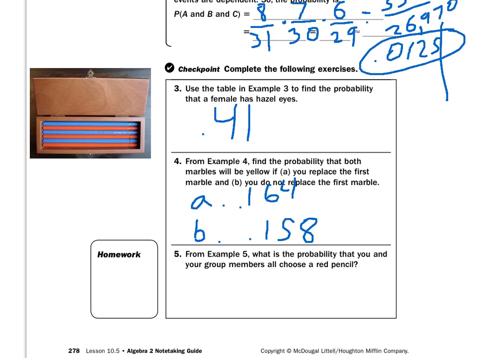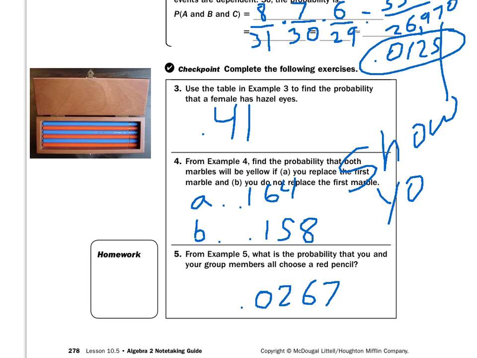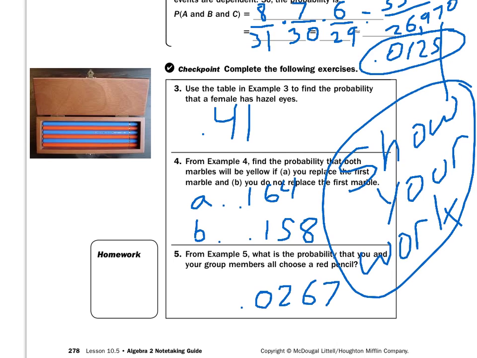All right. And in example 5, what's the probability that you and your group members all choose a red pencil? Do the same thing we did with the pink ones, but do it with the red ones. And I hope you got 0.267. I'm going to be looking for some work tomorrow on these things. Otherwise, I know you just copied down my answers. So I hope you showed your work.